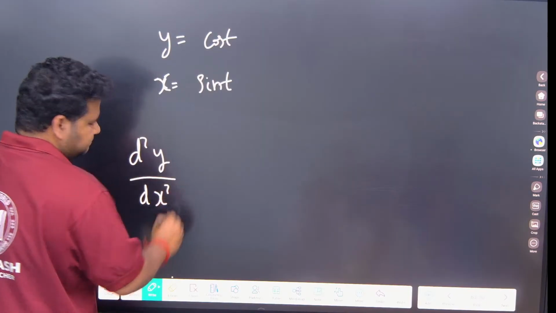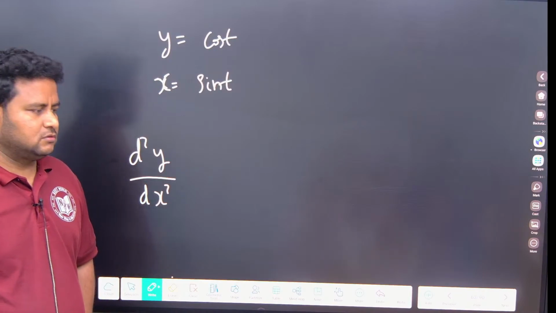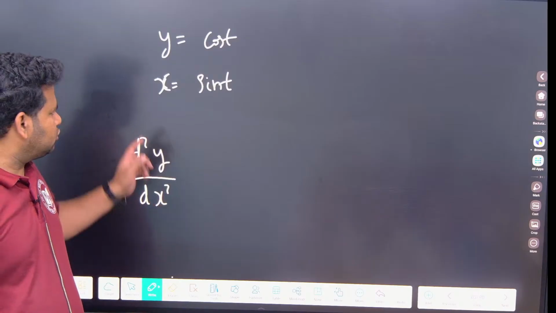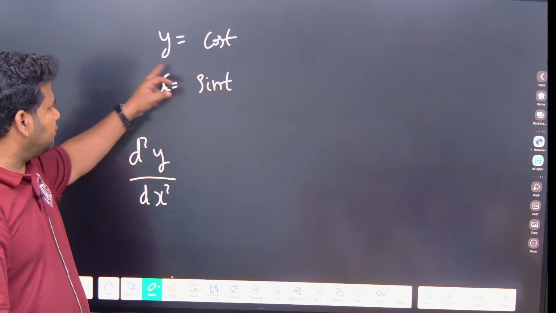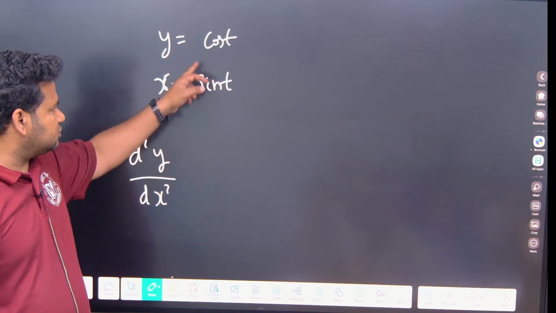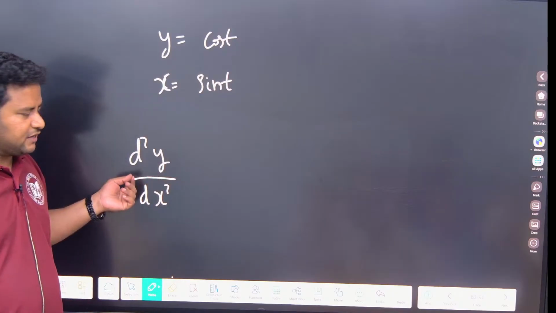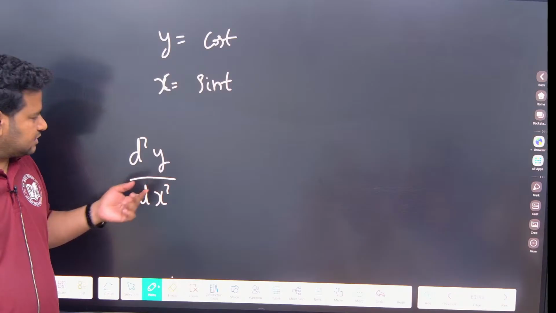Please focus. So they are asking d square y by dx square. So listen, y is equal to cot t, x is equal to cos t, y is equal to sin t. This is what we are having. Now I am asking you to find d square y by dx square. So first what you will do?